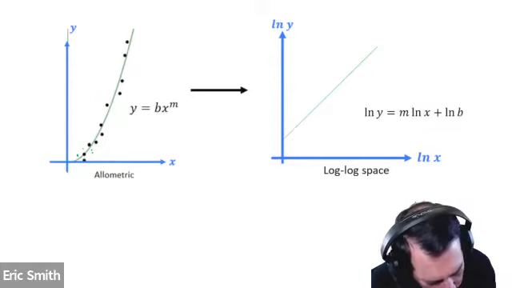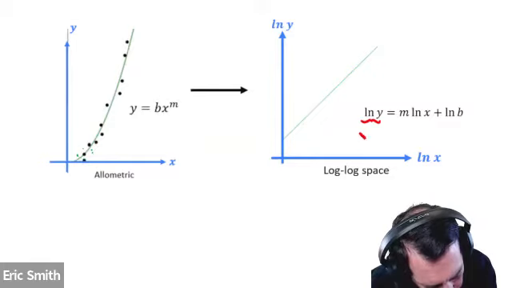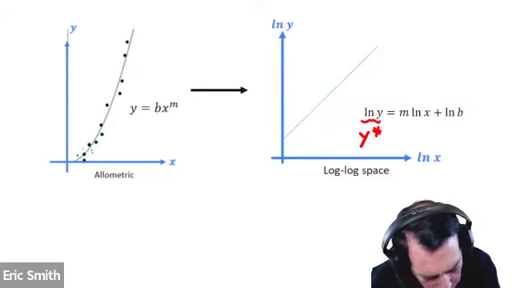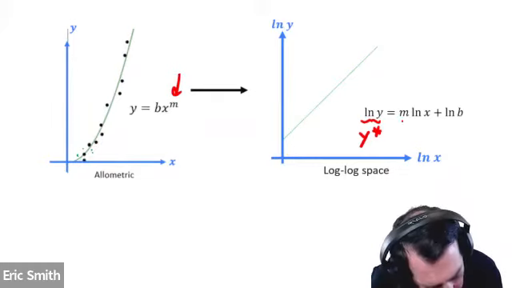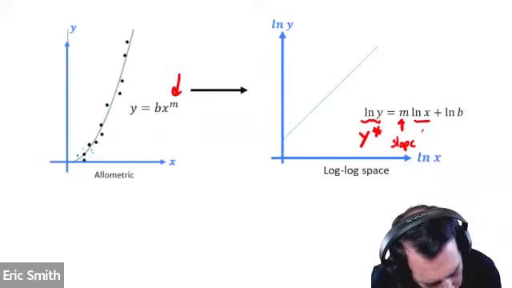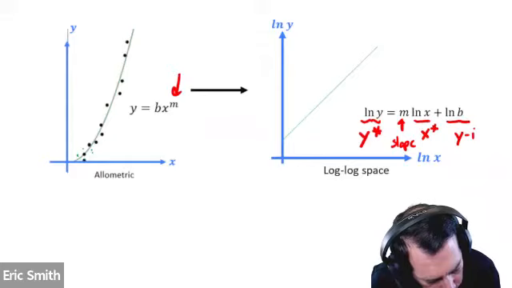Let's go ahead and label what we got going on here. So here's our natural log of y. That's what we're calling y star. The power that used to be on x, that's actually going to turn into our slope. So then I have the natural log of x, that's what we're calling x star. And natural log of b, that is going to be our new y-intercept.